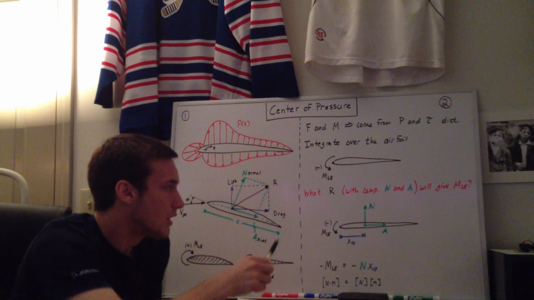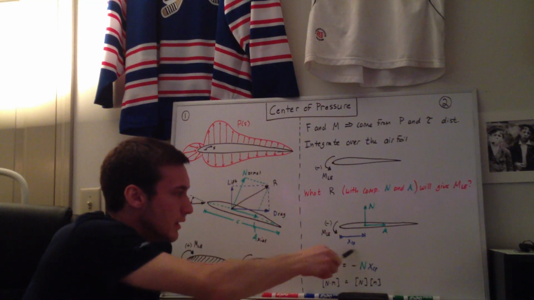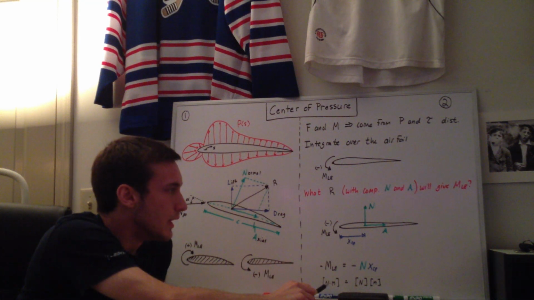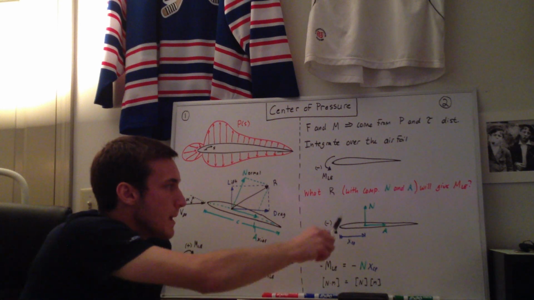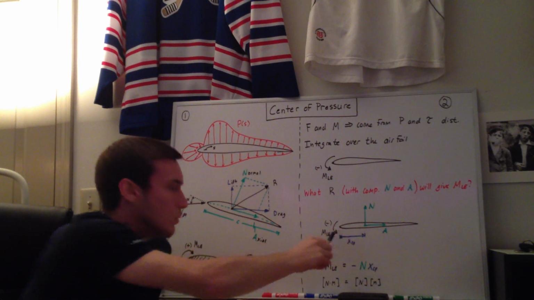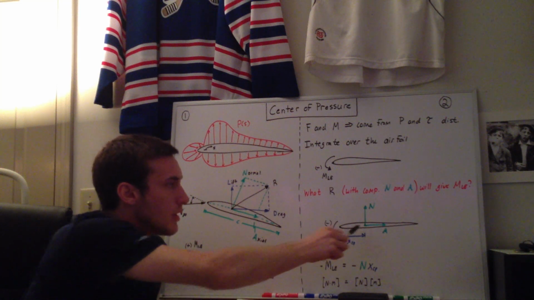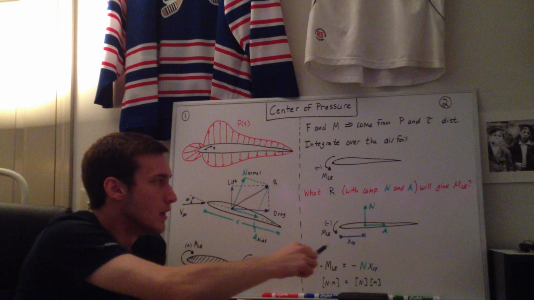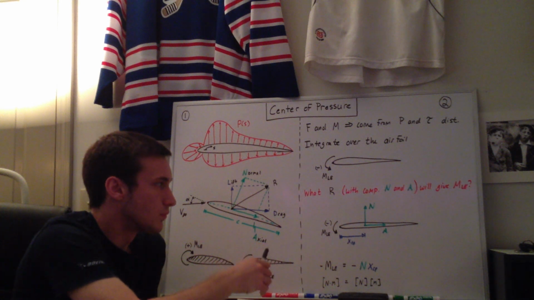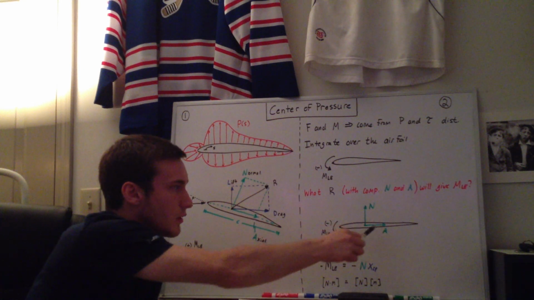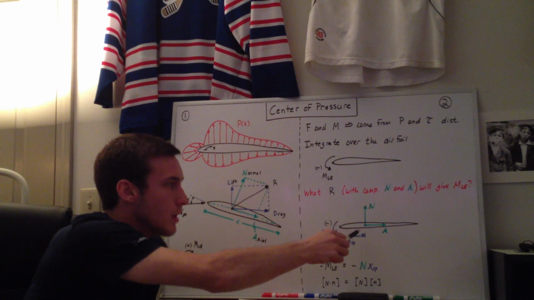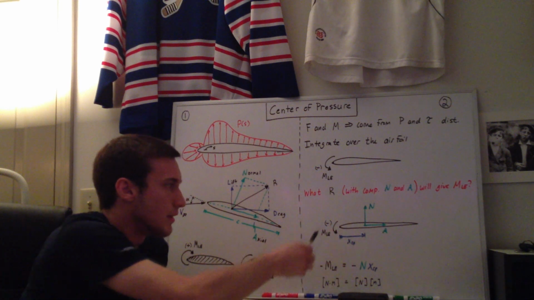So what we're trying to find is the XCP, and so what you can do is take a moment about the leading edge, and we want the normal and axial force on here to be equal to that moment. So what normal and axial force components along this airfoil will give us this moment, and that's a simple balance.